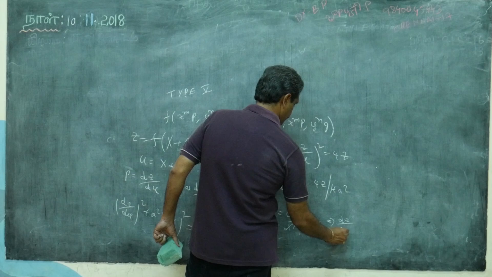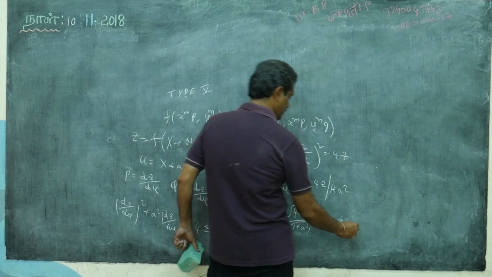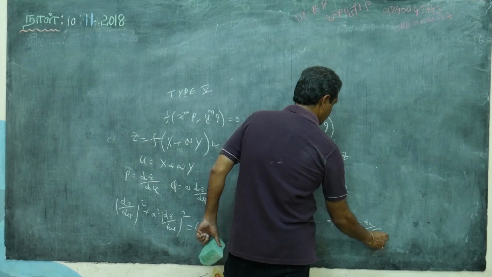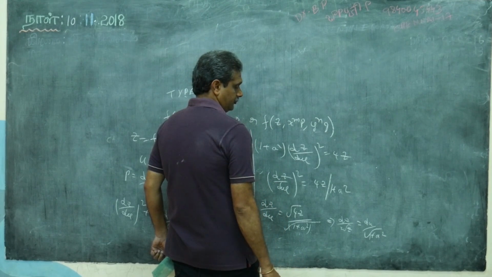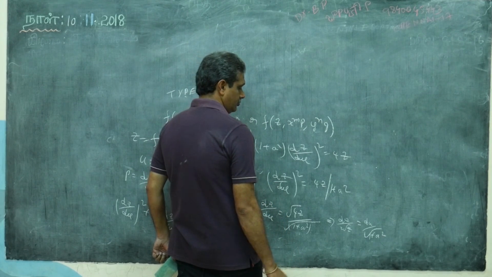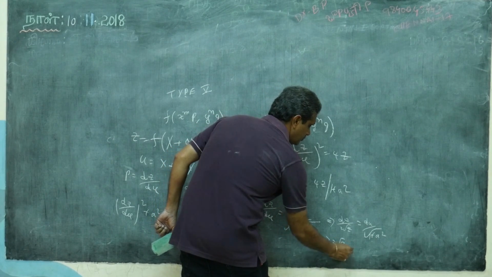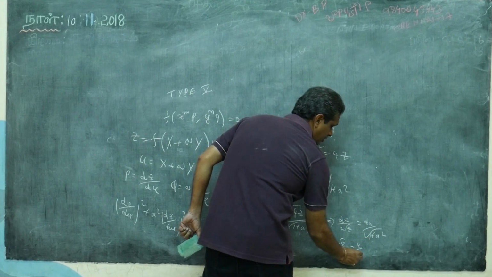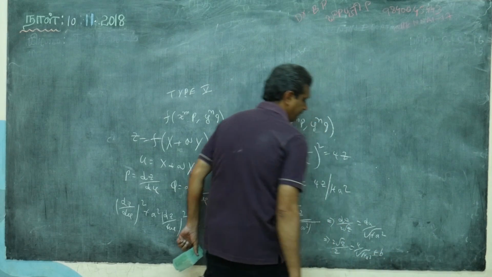dz by 2 root z is equal to du by root of 1 plus a square. 1 by root z integration is what? 2 root z. 2 root z by 2 is equal to, this is what? Constant, plus u by root of 1 plus a square, b.